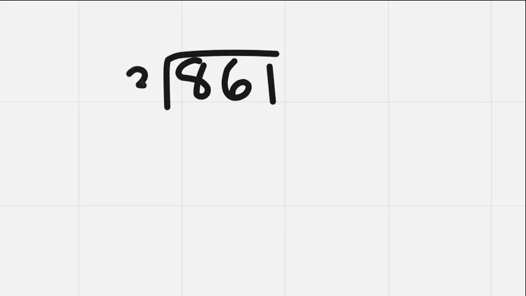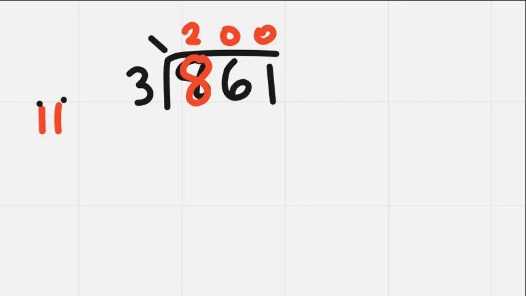Our next problem is 861 divided by 3. We'll begin by looking at the 8. 8 is bigger than 3, so we're going to count by 3. 3, 6, 9. Oops, 9 is too high. We're going to stop here. 1, 2. The closest we can get is 6. So we'll put the 2 up top because we have 2 3s.